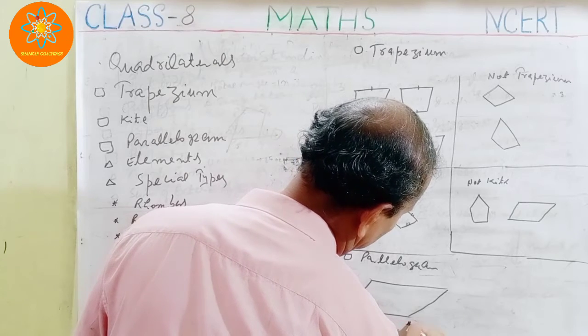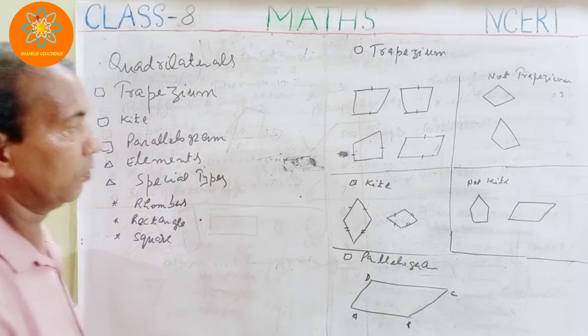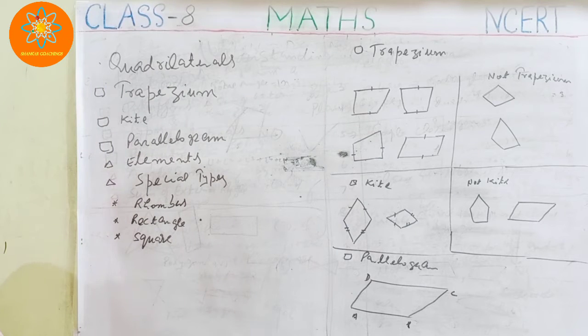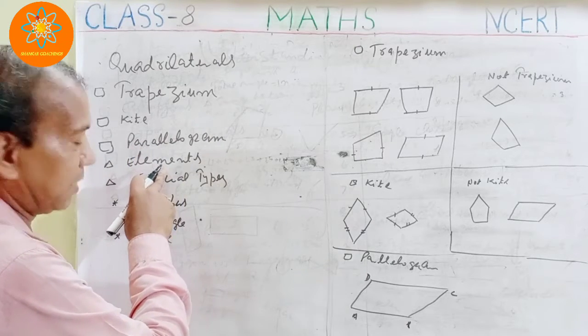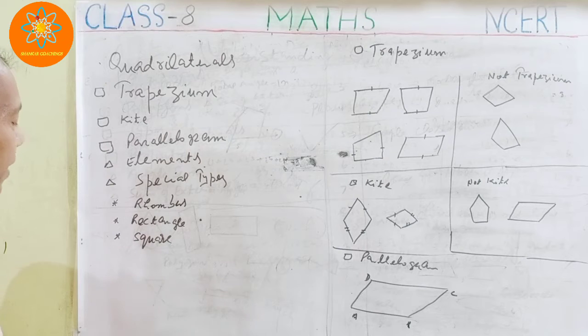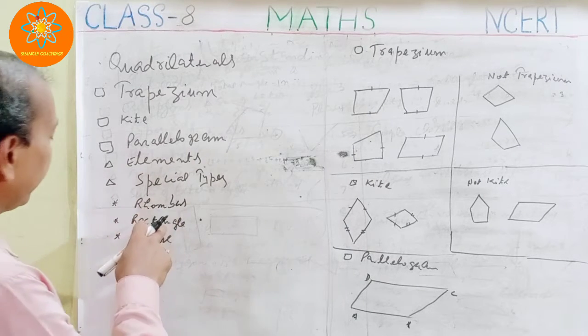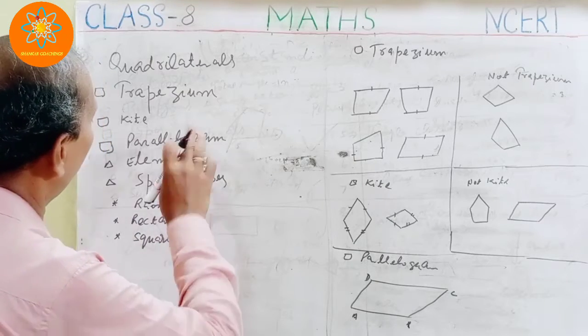A, B, C, this is D. This is the parallelogram. Now we will discuss the parallelogram, its elements, and then the special types. In the special types, we have the rhombus, rectangle, and square. This rhombus, rectangle, and square are also all parallelograms.